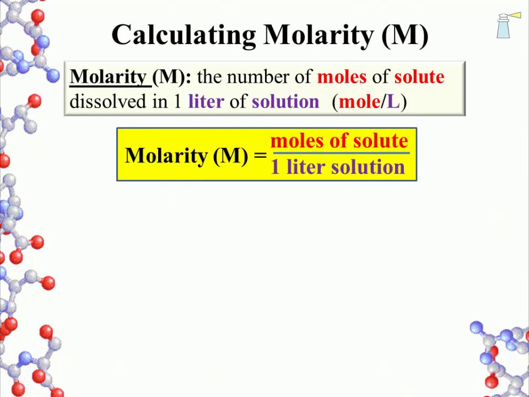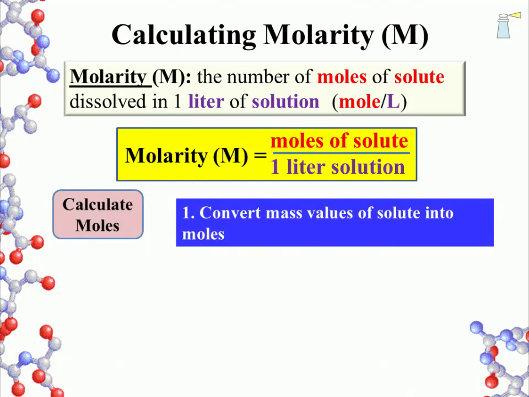Calculating molarity is an essential skill in the study of chemistry. It is not one of the more difficult calculations, as can be seen with the 3 basic steps. Begin by calculating moles. Convert mass values of solute into moles. That usually involves molecular or formula weights as conversion factors.